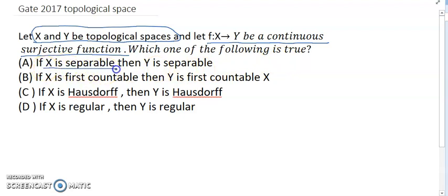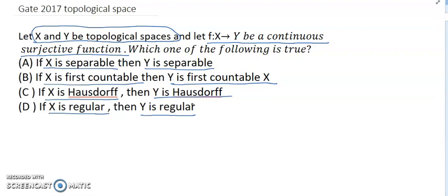Number one, X is separable, then Y is separable. X is first countable, then Y is first countable. X is Hausdorff space and Y is Hausdorff space. X is regular and then Y is regular. Okay friends, now we have to know what continuous surjective functions are. Continuous surjective functions means one-one onto.